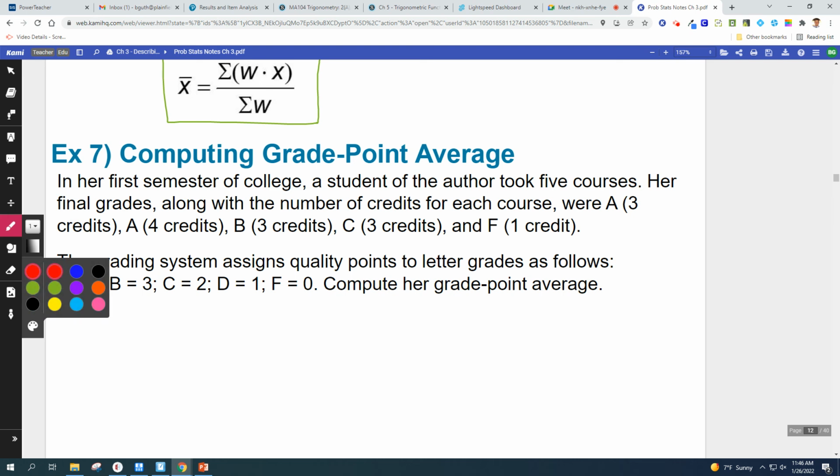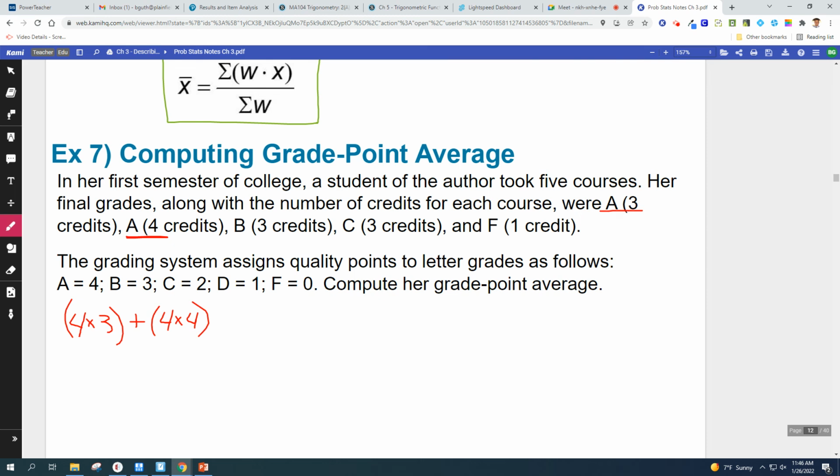So I think it makes a lot of sense. If you look at this first one, it is an A and 3 credits. So we know A is 4 points. So it's 4 points times your 3 credits. And then we've got another A, but this time it's 4 credits. So we're going to add the 4 credits times the 4 points for an A. And then we've got a B at 3 credits. So that's going to be 3 points times 3 credits.